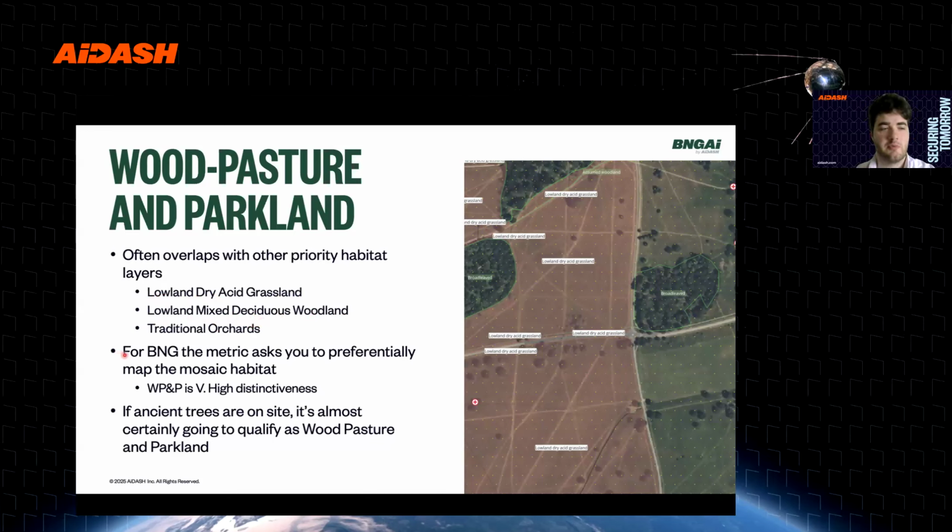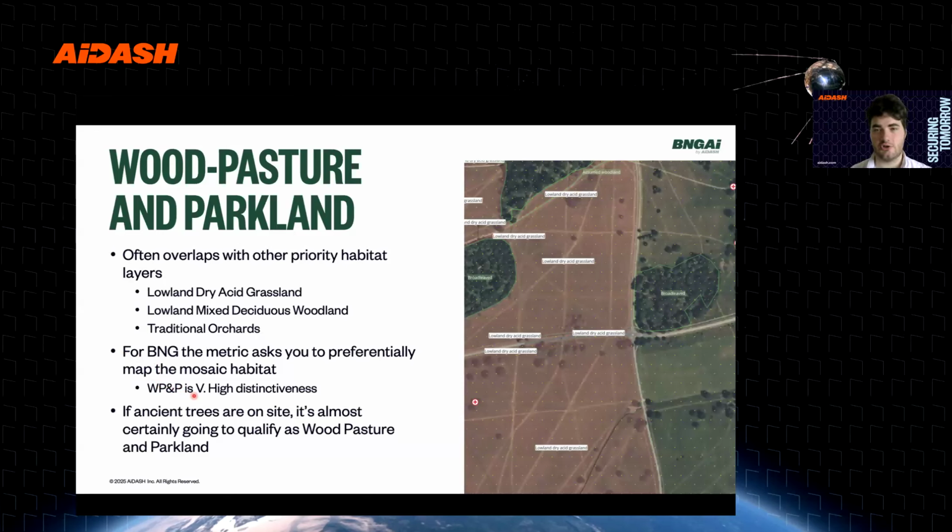The BNG metric asks you to preferentially map the HAP mosaic habitat. So the metric is saying map the wood pasture and parkland, and it's very high distinctiveness. There's no habitat that is more valuable to map than wood pasture and parkland. And when we're seeing other mosaics like traditional orchards, maybe you can have a think about that. But for the purposes of BNG, that's how you're being asked to map things. And if you're in any doubt about whether to use the wood pasture and parkland habitat type, you need to think about, are there ancient and veteran trees on site?